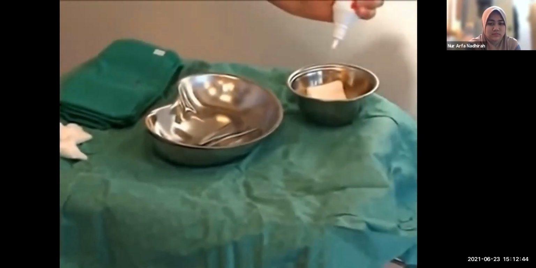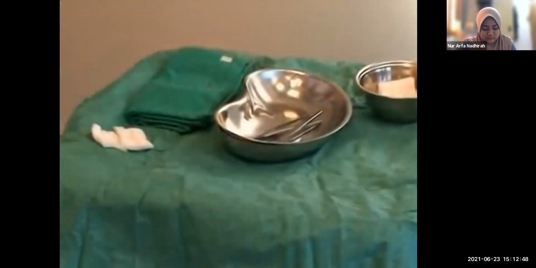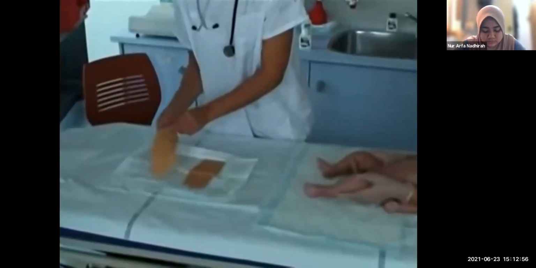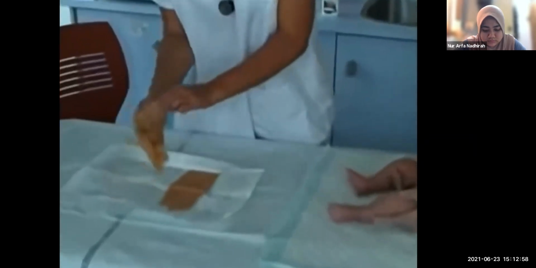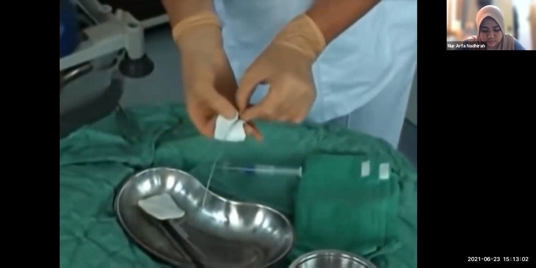Open the chlorhexidine or iodine disinfectant solution and pour it over the sterile swabs. Open a sterile 10 milliliter syringe pre-filled with lubricant gel and open a sterile catheter. Place them on the sterile field. Disinfect your hands and put on sterile gloves. Lubricate the distal end of the catheter with sterile gel using a sterile swab.